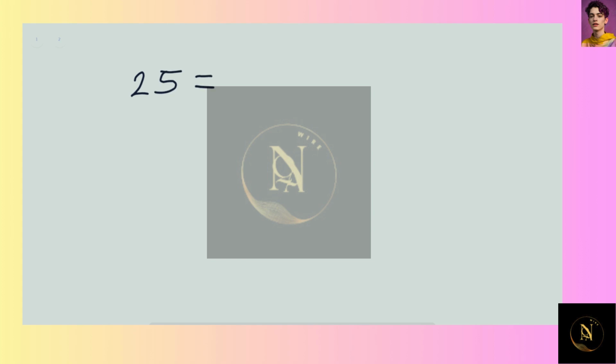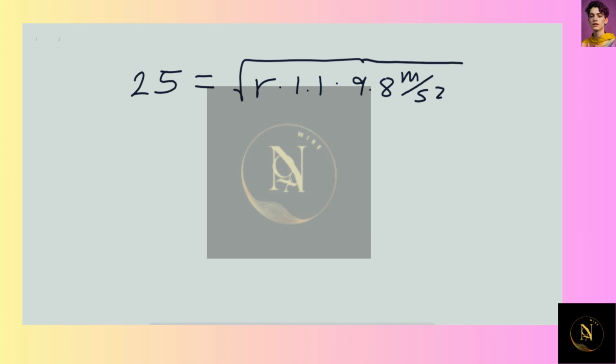All right, so 25 is our max V for car A, and that is going to be equal to the square root of r times our coefficient of friction, which is 1.1 from earlier, times 9.8 meters per second squared, which is g, our acceleration of gravity. Now when we solve this, we find that r is equal to 57.98 meters.